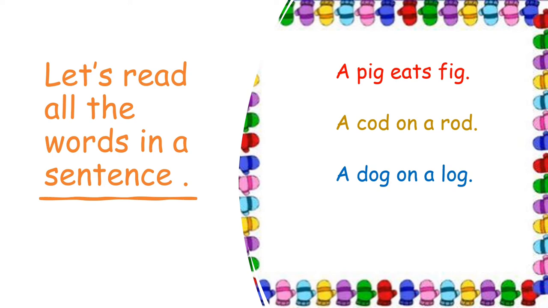A, d, og, dog. O, n, on. A, l, og, log. A dog on a log. A, f, ox, fox. O, n, on. A, b, ox, box. A fox on a box.